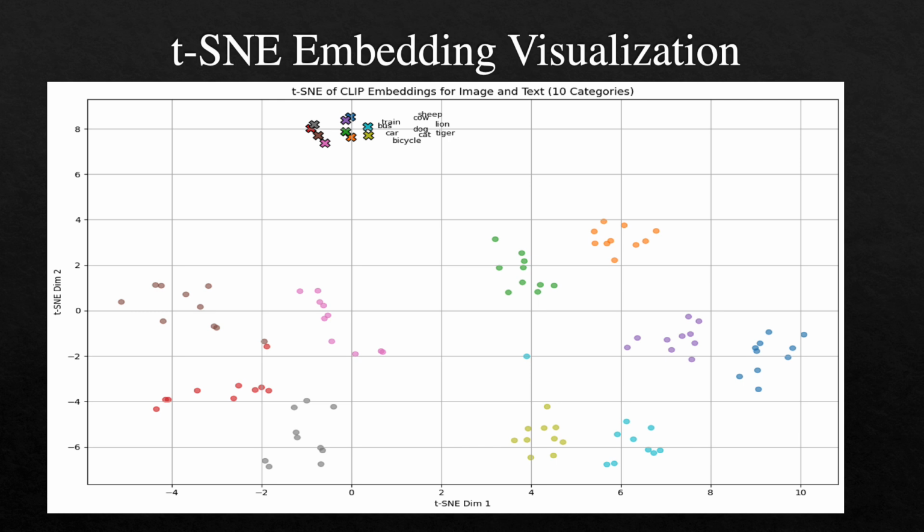This t-SNE embedding visualization helps us understand how CLIP is organizing different classes internally. We can see distinct clusters forming for each category. We saw that similar objects are being grouped together in the embedding space. This provides an interpretable view of what CLIP has actually learned.